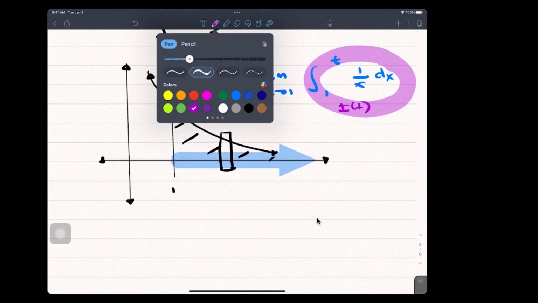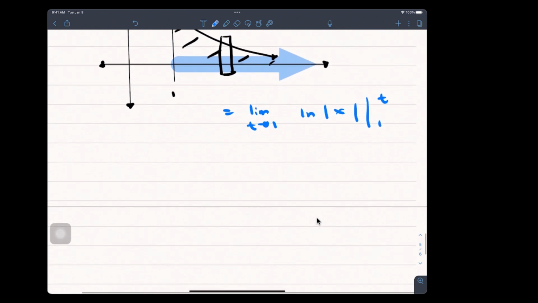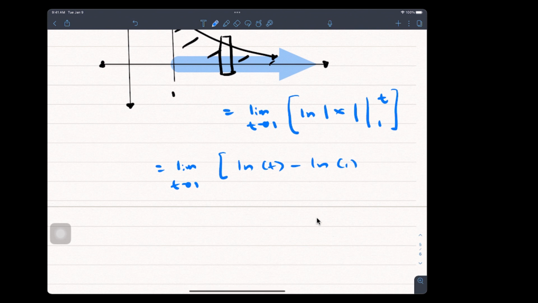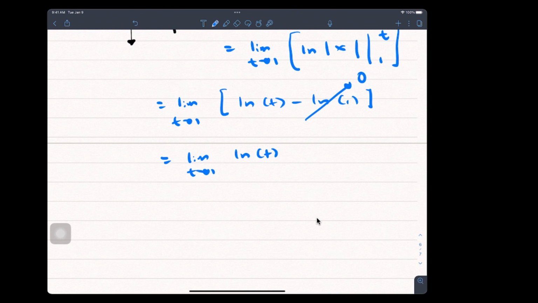What does that become? Is that natural log absolute value of x? We integrate from 1 to t. And then we can actually keep the notation. That's not a real problem. Isn't that the natural log of t minus the natural log of 1, because those values are positive? And that's 0. So this becomes the limit as t goes to infinity, natural log of t. Is that right? You guys with me on this? Where does that limit go to?